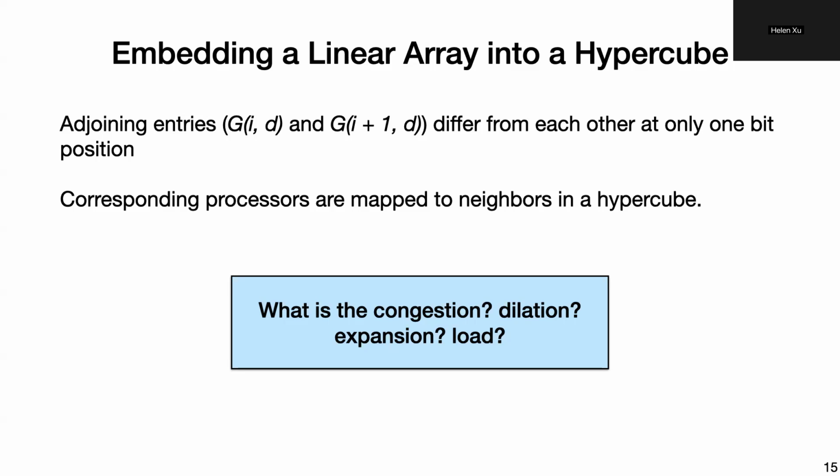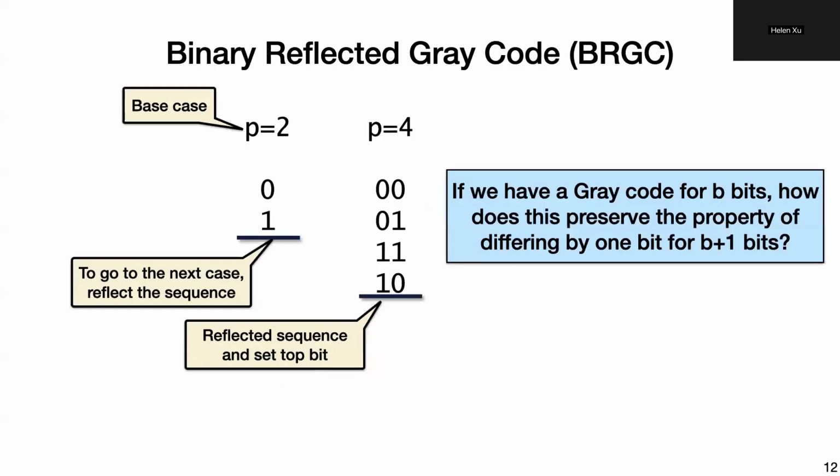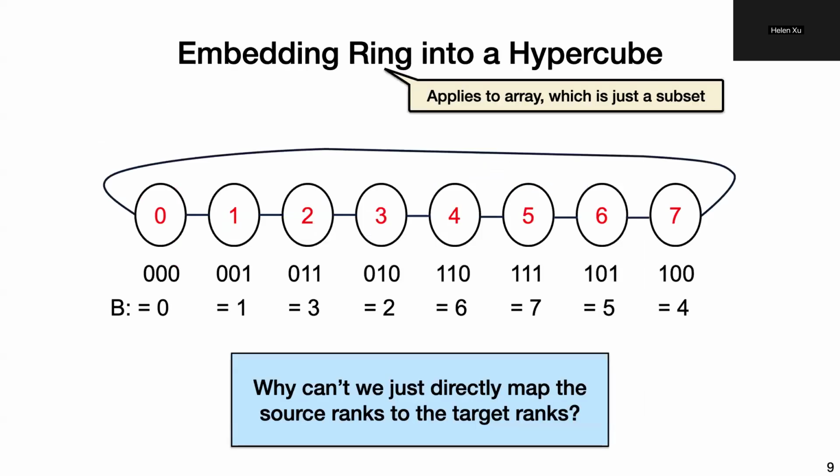To calculate things like congestion and dilation, we have to look at the edge properties. We map the nodes of the array onto nodes of the hypercube. Let's go back to this. We can look at this mapping, and to reason about the edge properties, we just look at neighbors in this mapping. For example, there is an edge in the hypercube between 0,1,0 and 1,1,0, and similarly there's an edge in the hypercube between any of these two neighbors.